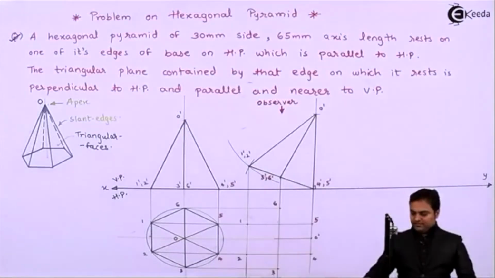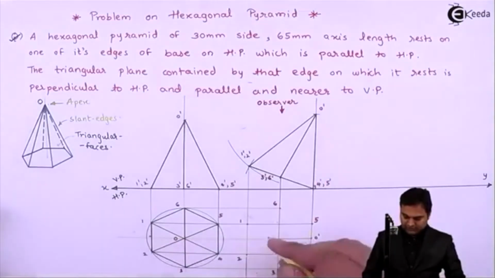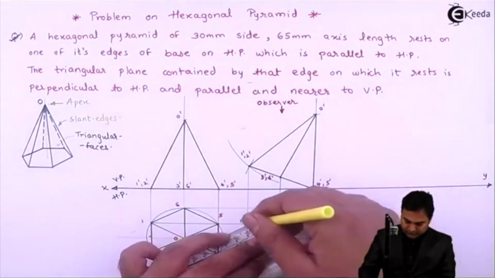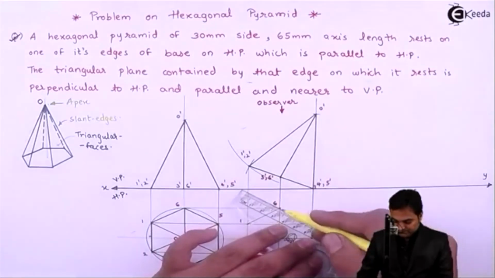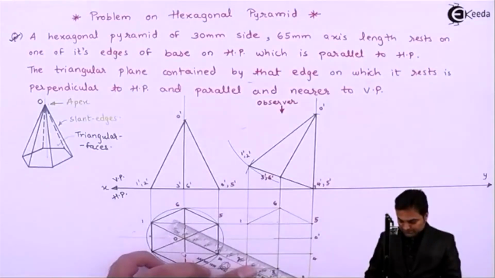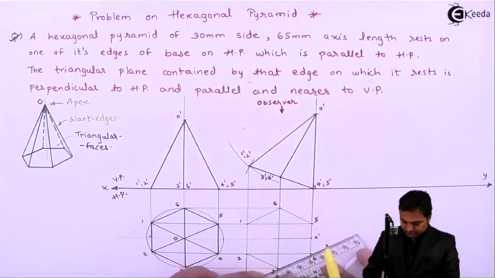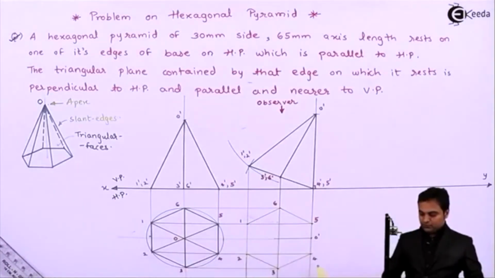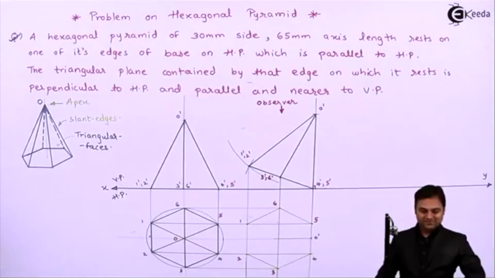Now after marking these points, I'll join the outlines, because those are never hidden. So they will be solid lines from 1 to 6, 6 to 5, then 2 to 3, 3 to 4. So it means this much portion of the pyramid is visible from top. So that should be made dark.